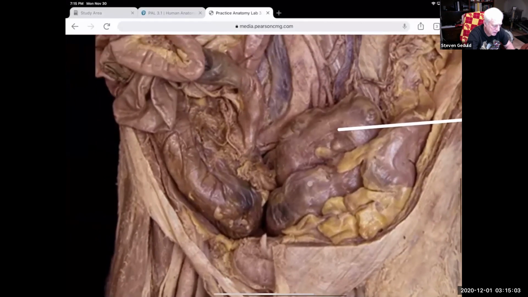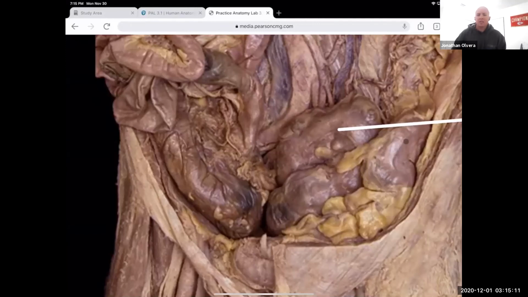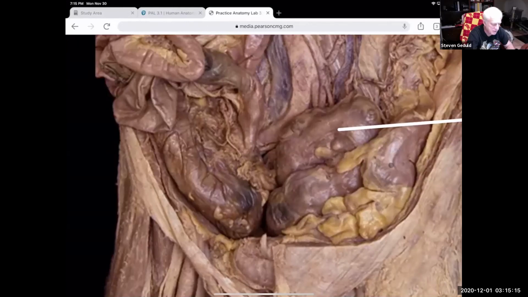This looks like, anyone take a guess? This looks like the huh? I was gonna say sigmoid, but yeah, because this looks like the descending colon here. And it comes up here, it wraps around like that and feeds here. So it looks like the S-shaped part of the large intestine, right after the descending colon. It looks like the sigmoid colon, but what is it?